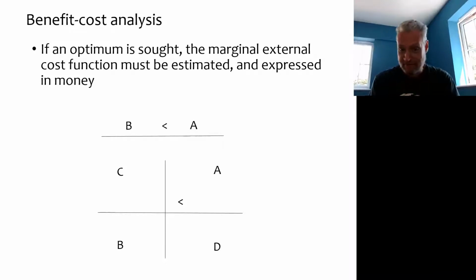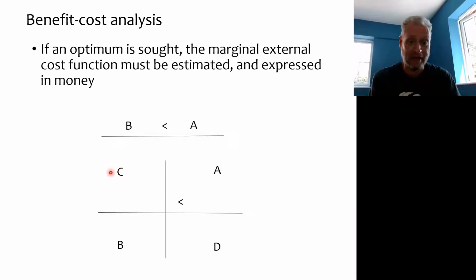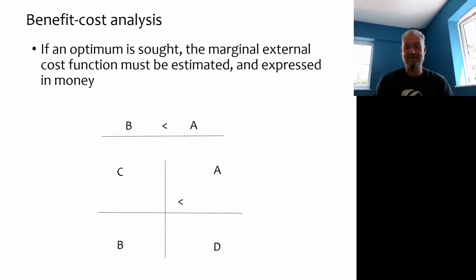But now let's introduce C and D. And what is clear is that A is better than D, because it's about as good in the horizontal dimension and much better in the vertical dimension. So A is better than D. A is also better than C because it's about the same in the vertical dimension, and it's more in the horizontal dimension, so A is better than C.